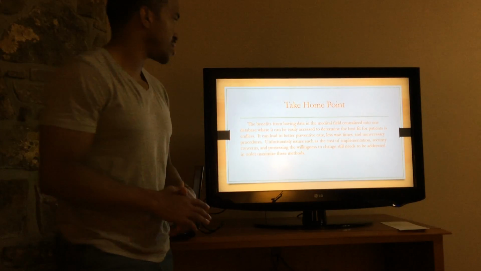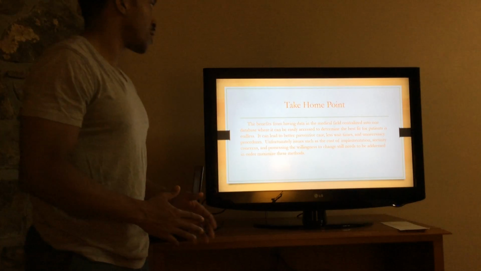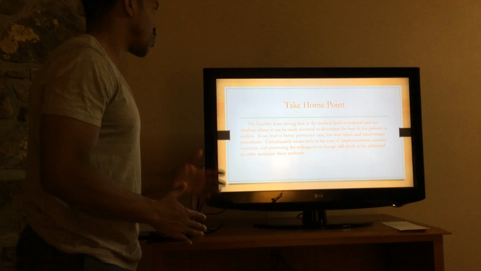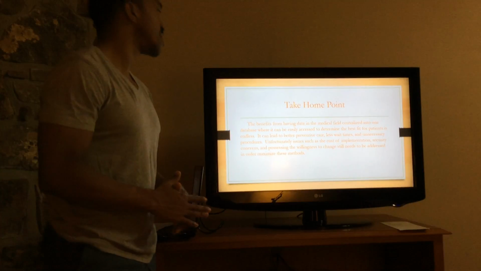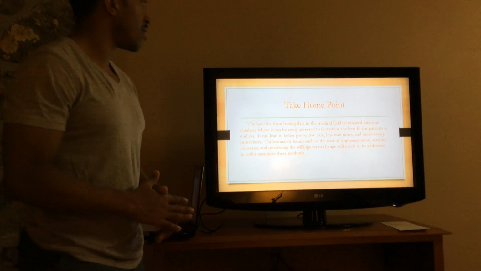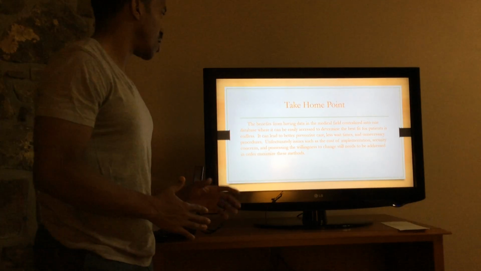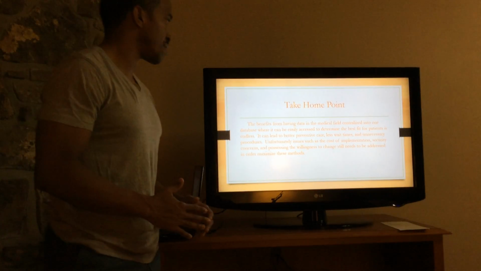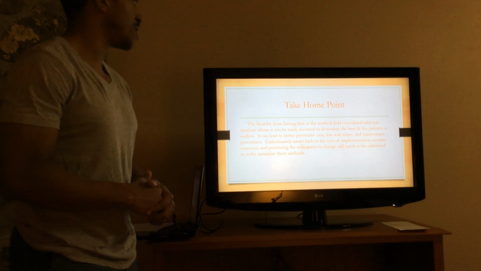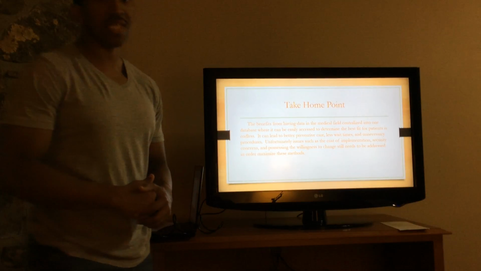And the final take-home points. The benefits of having data in the medical field centralized into one database, where it can be easily accessed to determine the best fit for patients, are endless. It can lead to better preventive care, less wait times, and fewer unnecessary procedures. Unfortunately, issues such as the cost of implementation, security concerns, and the willingness to change still need to be addressed in order to maximize these methods.